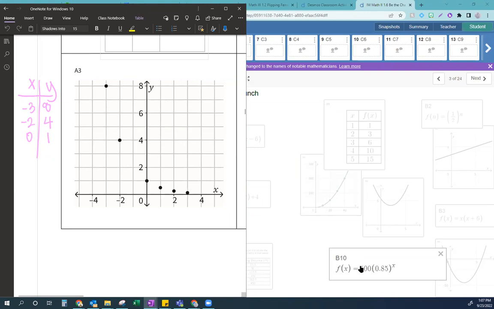So you're right, B10 is not it, because even if I plugged in 0, right? If I plug in 0 here, and we can use Desmos to verify me, we learned the other day that anything to the 0 is 1, times 500 is not 1. So this is not the answer. So you're right, B10, no.